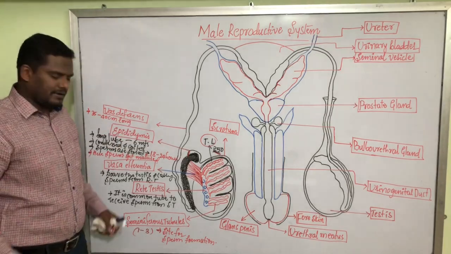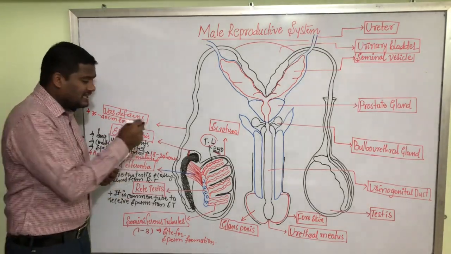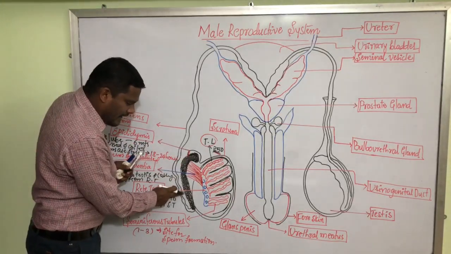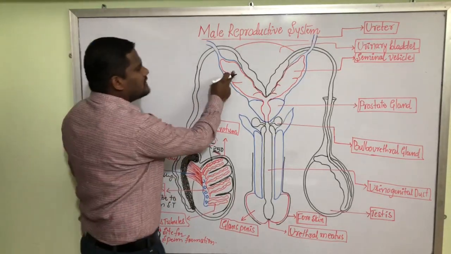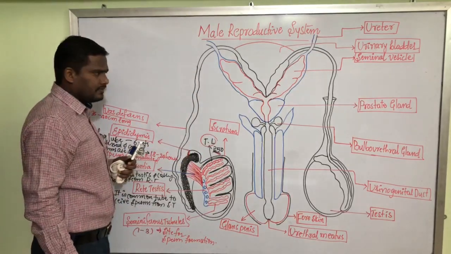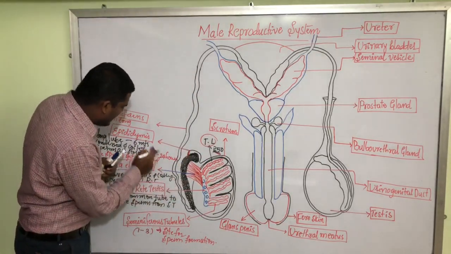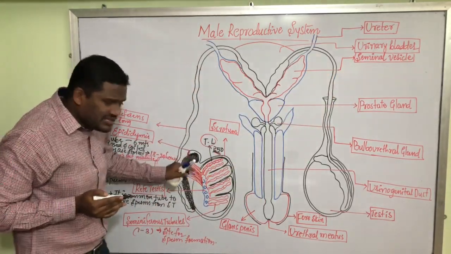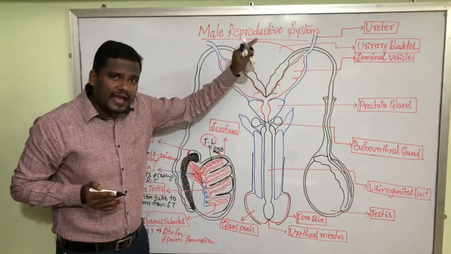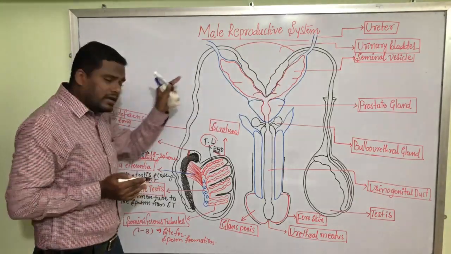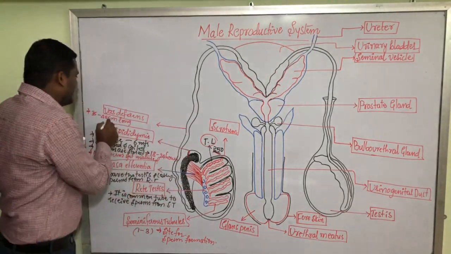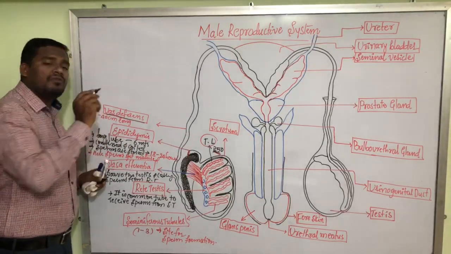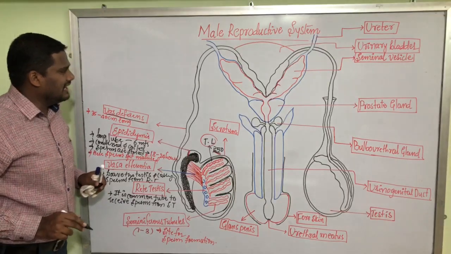35 to 40 centimeters long, and this vas deferens carries the sperms from epididymis to seminal vesicles. It is a connection between epididymis and the seminal vesicle. Testis से seminal vesicles को carry करने वाला, sperms को carry करने वाला tube कौन सा है? It is the vas deferens. It is approximately 35 to 40 centimeters in its length.